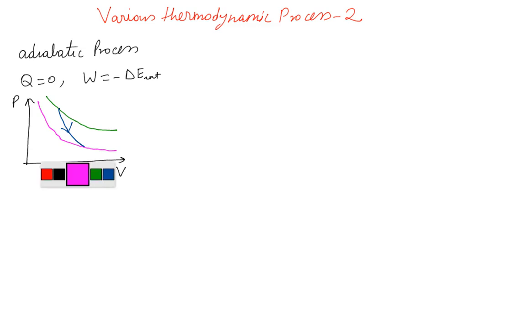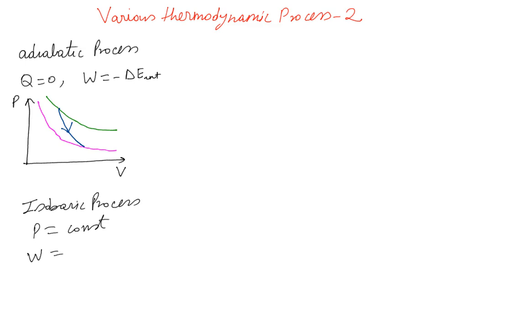Let's talk about a few more processes. There is the isobaric process. Isobaric means P equals a constant. For this case, we can say that the work done is pressure times V final minus V initial. That is one thing we can know for sure.